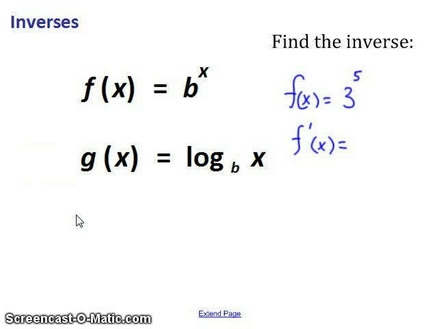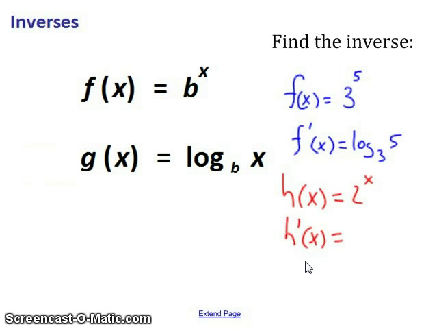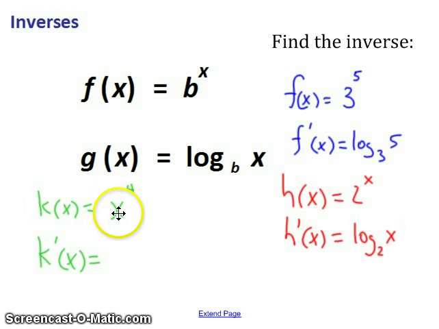So find the inverse of this f of x. I'll give you a second. And I hope you said it was the log base 3 of x. Try another one really quickly. I hope you said that the inverse of that is the log base 2 of x. One more. This time putting x in the base instead of in the exponent. I hope that didn't confuse you. That simply means the inverse is the log base x of 4.